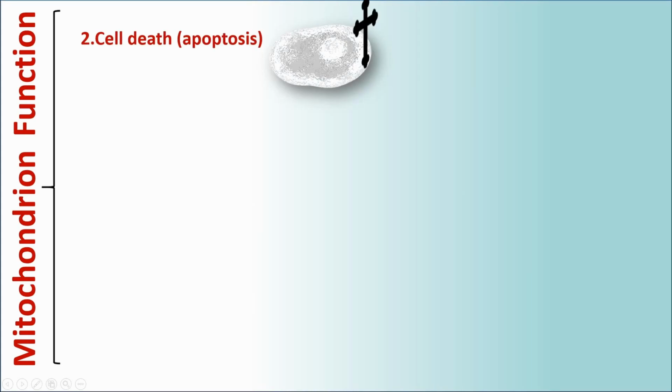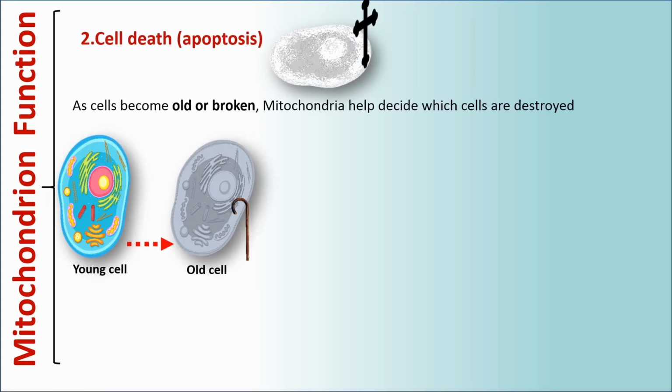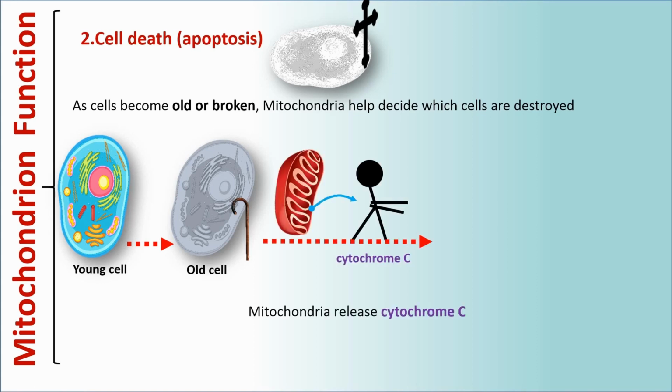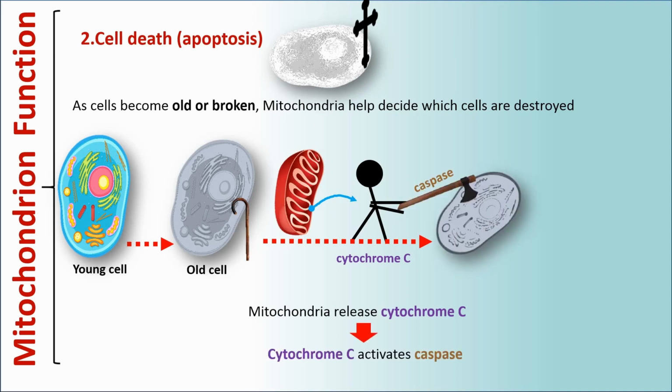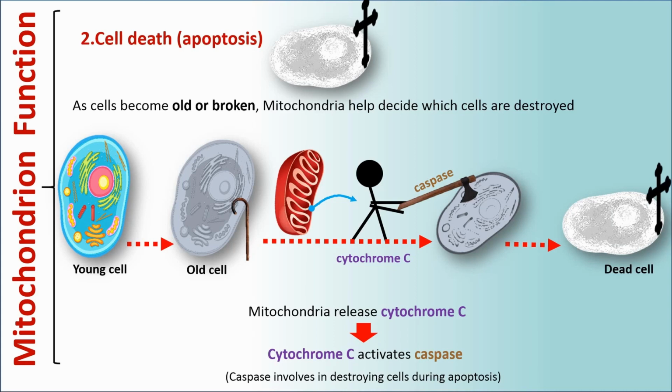Function number 2, cell death or apoptosis. As cells become old or broken, mitochondria help decide which cells are destroyed. Mitochondria release cytochrome C. Cytochrome C activates caspase. Caspase is involved in destroying cells during apoptosis.